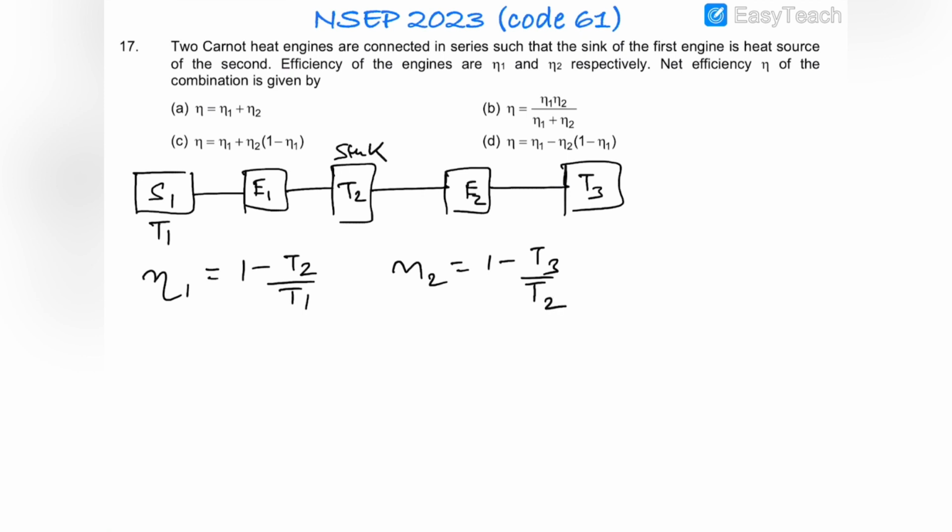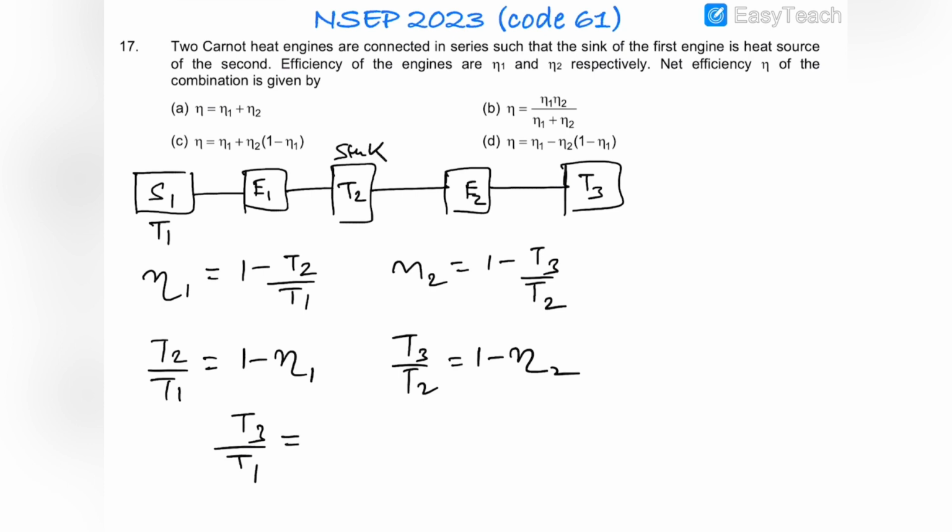We have to find out the efficiency of the total system. So first of all, let us see that T2 by T1 is equal to 1 minus eta 1, and T3 by T2 is equal to 1 minus eta 2. Okay, so multiplying these two, T3 by T1 is equal to (1 minus eta 1) into (1 minus eta 2).